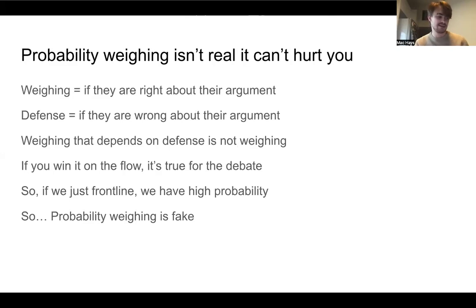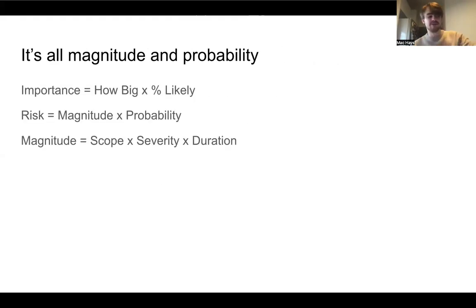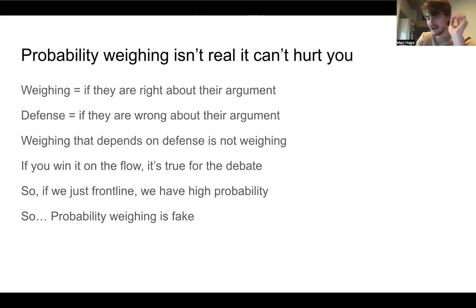Okay, tangent, probability weighing. I just said everything is magnitude and probability. But half of this seems suspicious, and that's the probability half. You might have heard people say this: probability weighing is not real weighing. It's just poor debate. It's not actually weighing, it's just more defense. It's just someone trying to win on the flow and calling it weighing. It's not weighing. And it makes sense, right?